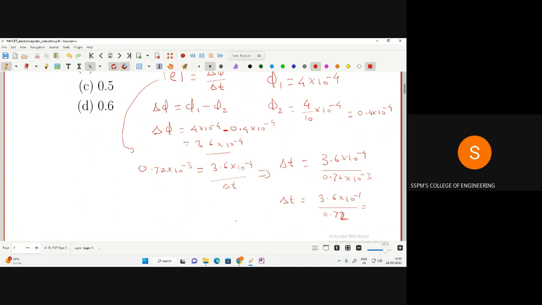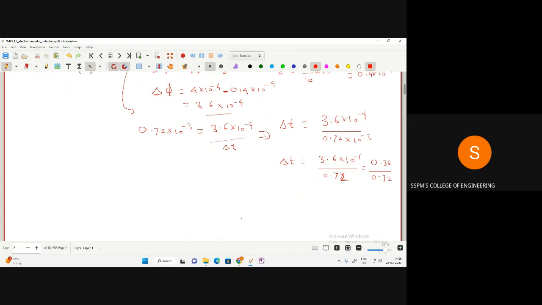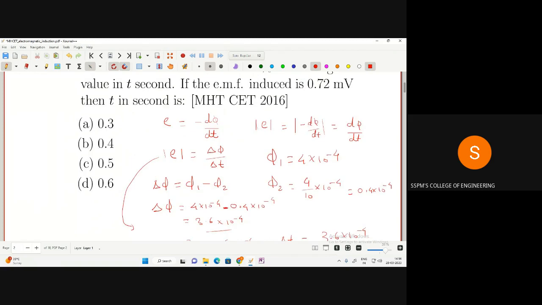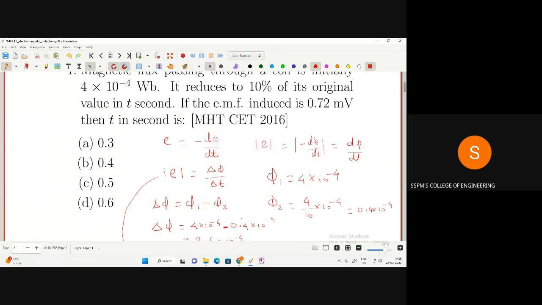The 3.6 into 10 to the power minus 1 can be written as 0.36 divided by 0.72. Or in the simple way, delta t is 36 divided by 72, or 1 divided by 2. So how much time is required? 0.5 second is required to change the flux from initial to 10% of the final flux. So the answer must be equal to 0.5.